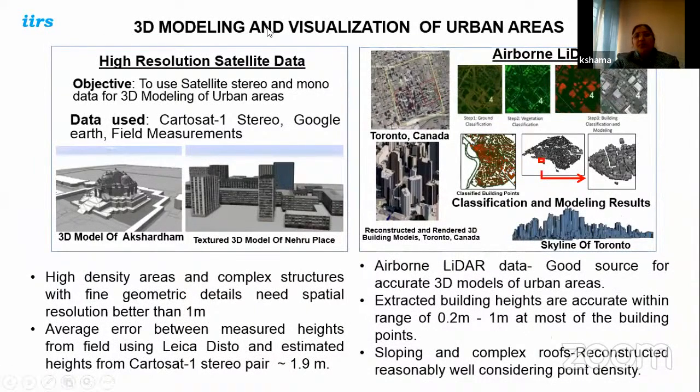Now remote sensing data can be utilized even for 3D modeling and visualization also. There are two examples I'm giving. One is high resolution satellite data. Cartosat-1 stereo has been utilized to prepare the 3D model of Nehru Place and then Akshardham. Although we have found that some complex structures with fine geometric detail require better spatial resolution, we found very good accuracy of these 3D models. Similarly, airborne LiDAR has been utilized, and you can see a very good skyline and a very good 3D model of a city area. Here you can see each and every building, and you can visualize it.